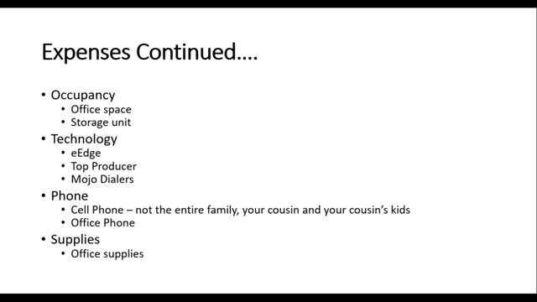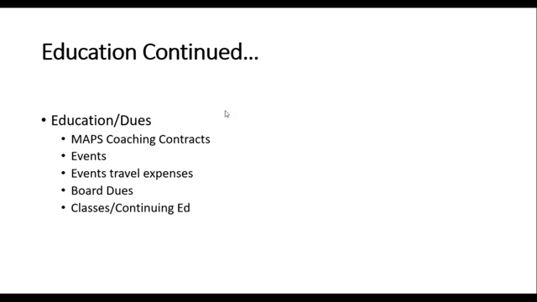So let's go to the next slide and we see education and dues. This is going to include MAPS coaching. This will also include their events. So they're getting ready to go to Mega Camp. It's also going to include their travel expenses in going to Mega Camp, their flight, their hotels. You might even stick their meals here.